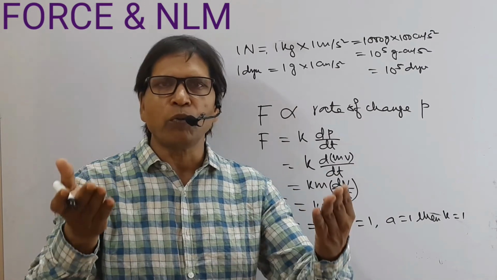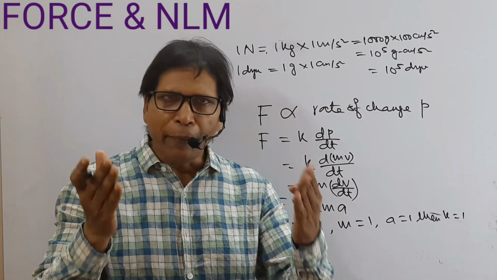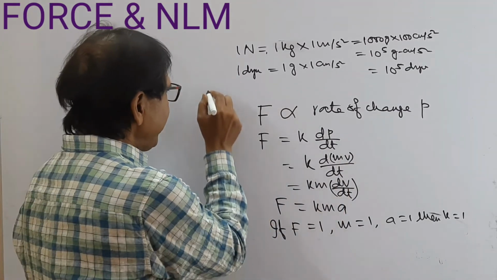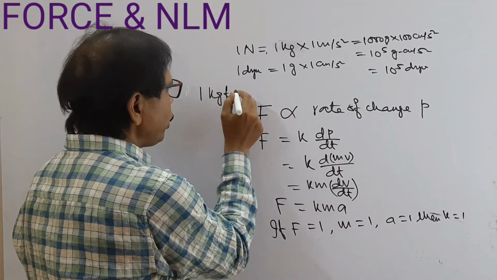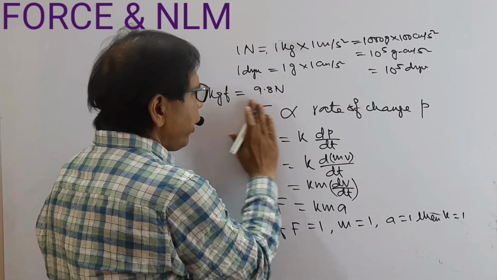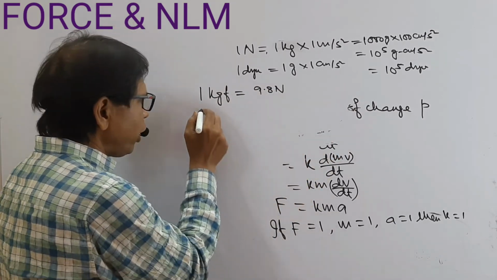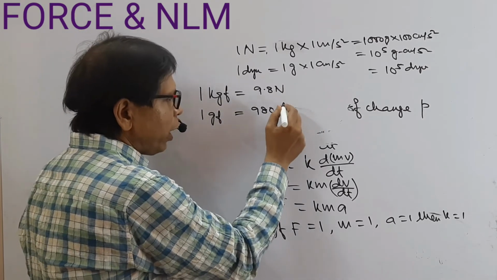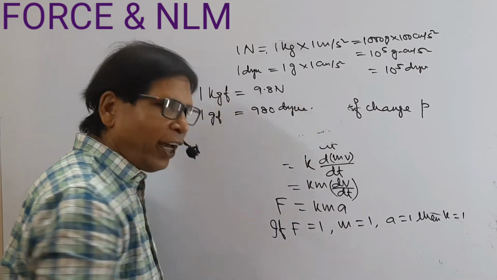Now gravitational unit of force. The gravitational unit of force in the SI system is kg force. 1 kg force equals 9.8 Newton. And in the CGS system it is 1 gram force, and 1 gram force is equal to 980 dyne. Okay, understood? Now Newton's third law of motion.